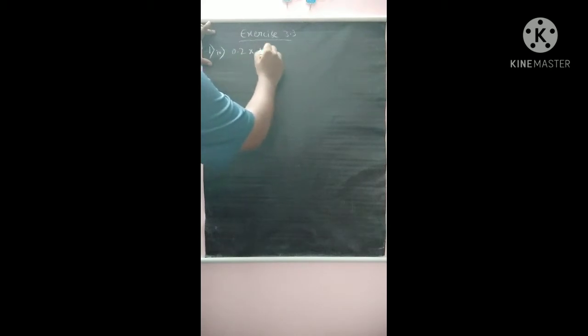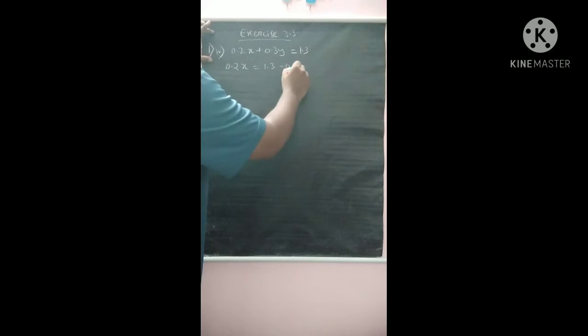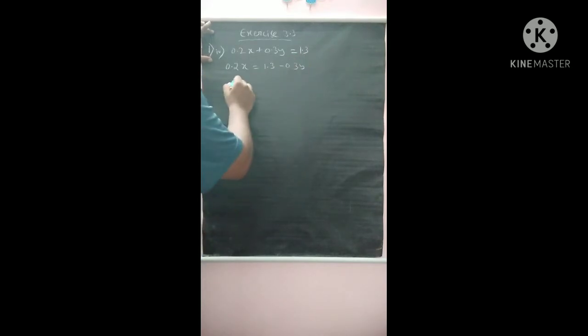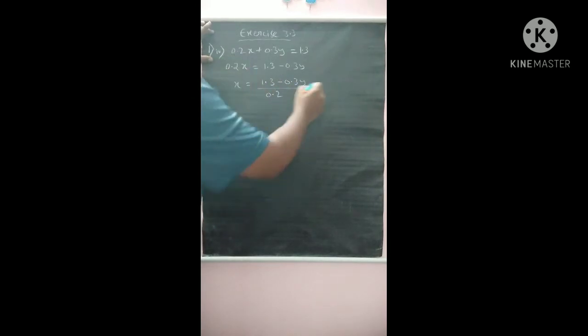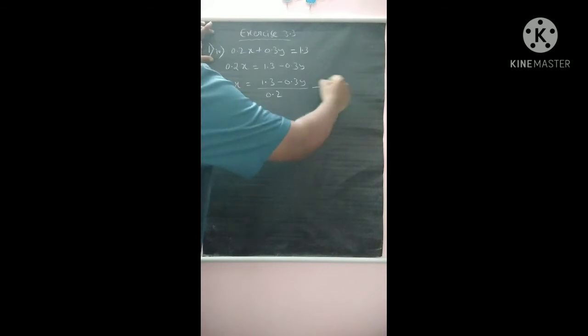First question, the given equation is 0.2x plus 0.3y equals 1.3. This is the first equation they gave. From this I can write 0.2x equals 1.3 minus 0.3y, so x equals (1.3 minus 0.3y) by 0.2, and let it be equation 1.